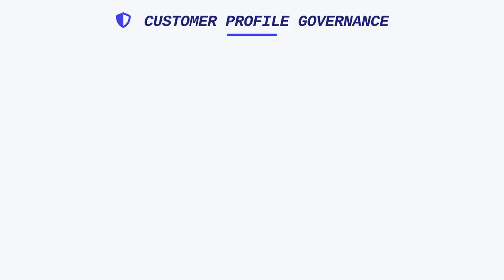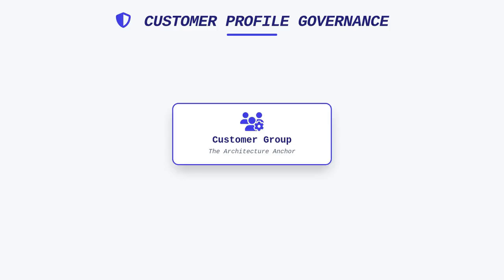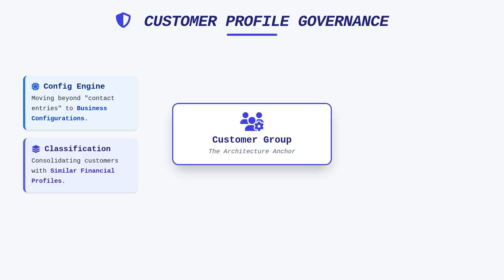When we approach the topic of customer profile governance, we must fundamentally view the customer record not merely as a contact entry, but as a robust configuration that dictates the life cycle of all subsequent business transactions. At the heart of this architecture lies the customer group, which serves as a primary classification tool used to consolidate customers with similar financial profiles.